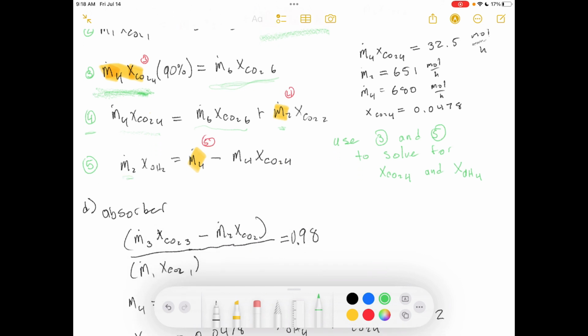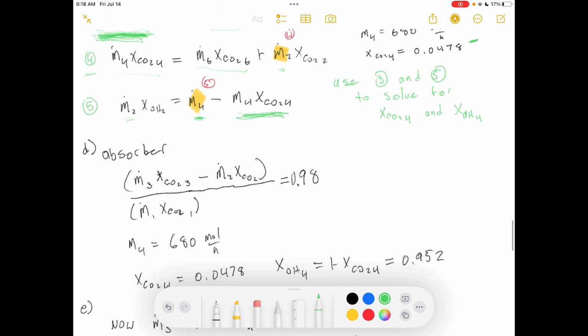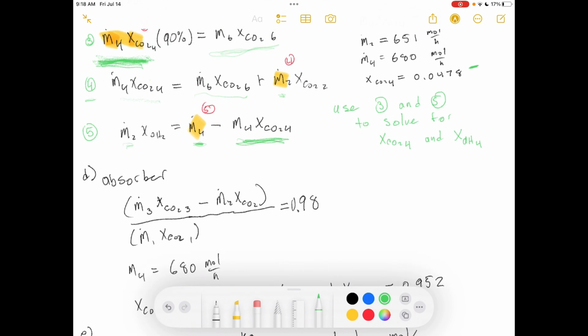Okay, now that I know M2, I can use equation 5 and figure out what M4 is and break that out, because remember I had it grouped over here in equation number 3. Well, I can use that grouping and then I can solve for M4. Once I know M4 and I know this combined flow rate, then I can use equations 3 and 5 in order to solve for the rest of these. So I can solve for the mole fraction of CO2 in stream 4, and then from there get the mole fraction of the methanol as well. Okay, so that fully takes us as far as we can go with the information that we have.